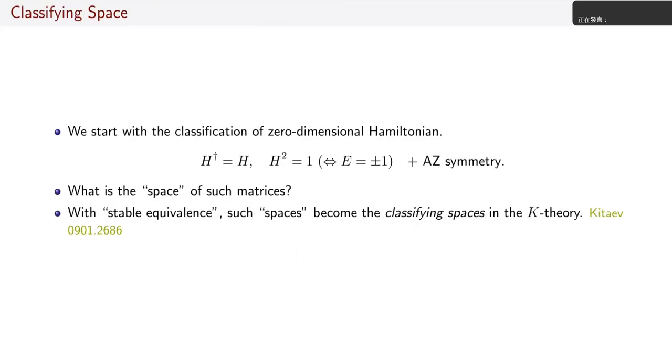Okay, so we start with the classification of zero-dimensional Hamiltonian. It's just a Hermitian matrix, which is flattened, and also with the 10 Altland-Zirnbauer symmetry constraints. The question is, what is the space of such matrices? The key technical point is we introduce a kind of stable equivalence condition such that the space becomes a classifying space.